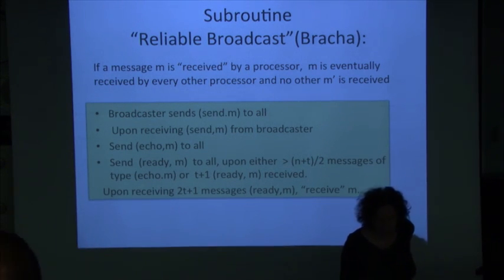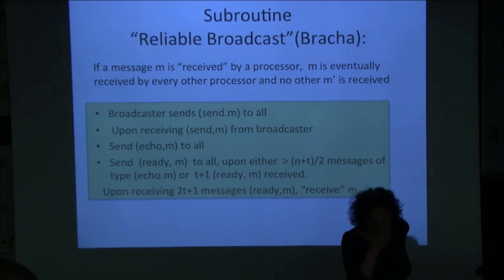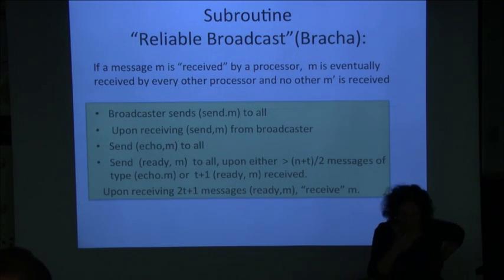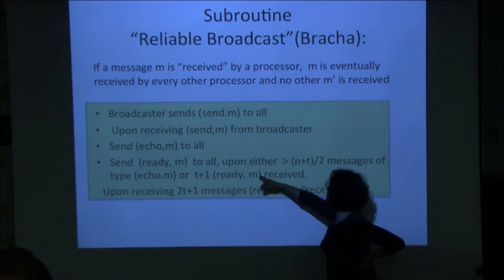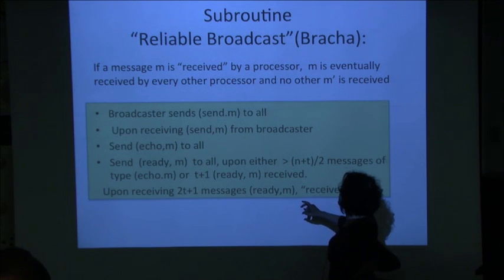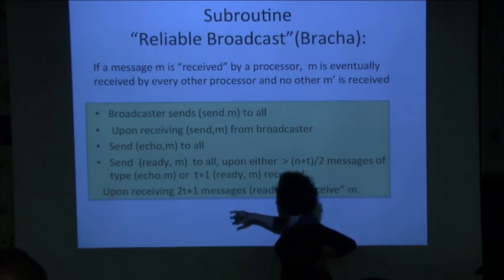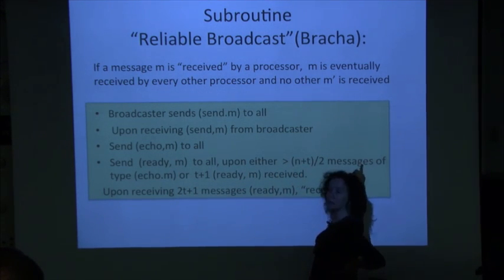So how does it work? There is something else here besides it. Can you just say what it does? Even though it looks similar, it seems like it has another type of message, which is ready. Ready is like when you were deciding. So no, it's quite different. There are two stages. You send ready either when you've gotten a lot of the echo messages.